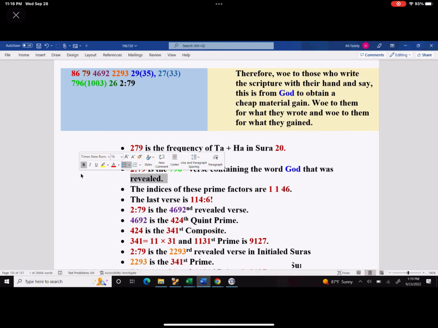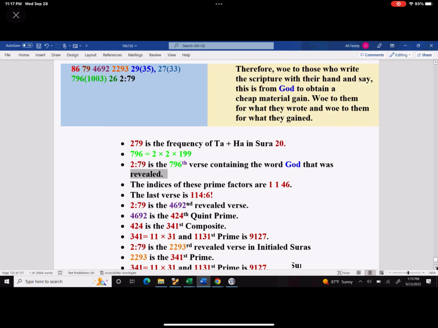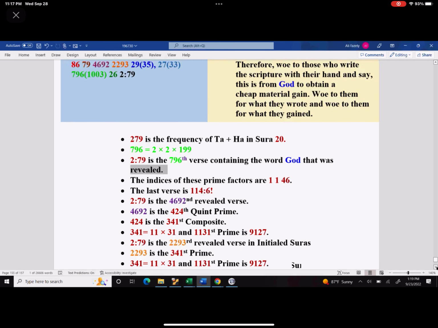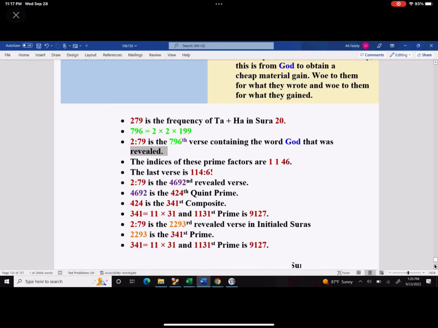Okay? So here we have 4692, which we didn't know before, and that again points to 9127. 279, chapter 2, verse 79, is the 2293rd revealed verse in the initial surahs. As you see in orange, 2293. 2293 happens to be the 341st prime number. And 341 is equal to 11 times 31, and the 1131st prime number is 9127.